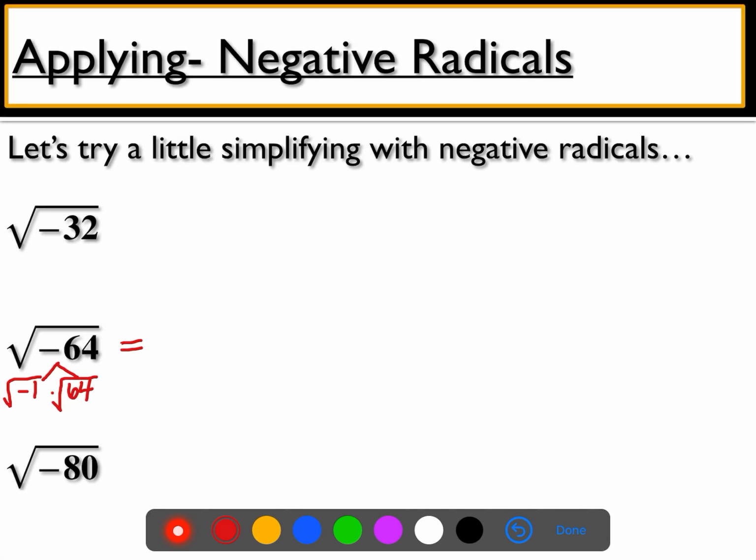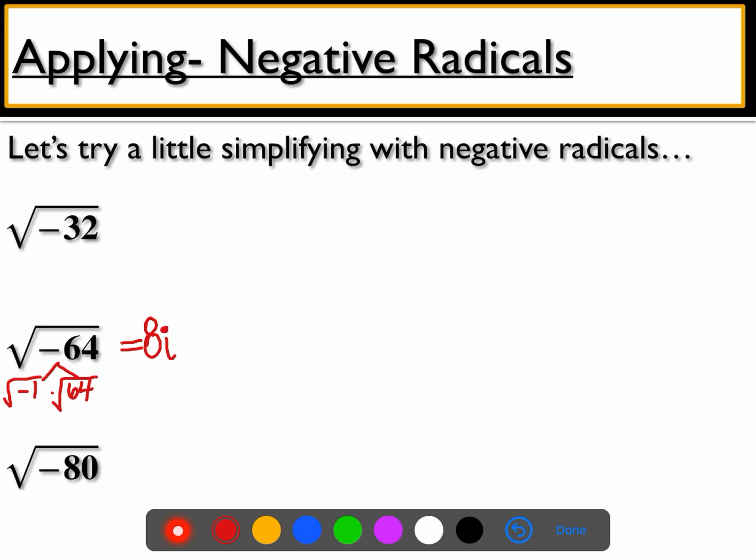So we just said the square root of -1 is an i. It comes out as an i. The square root of 64 is 8. So this would equal 8i. We always put the number first because i8 sounds like we're playing bingo. So we do that easy one where it's a perfect square.